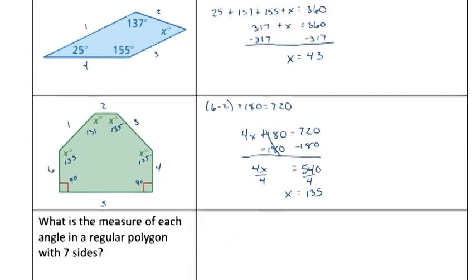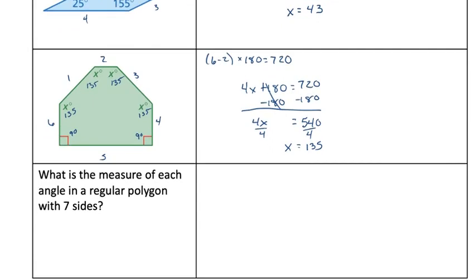But they won't always give you a diagram. Sometimes they'll just give you a description. And it says, what is the measure of each angle in a regular polygon? That word right there is really important, regular. Regular means that all of the angles and all of the sides are the same. And I want 7 sides, which is a heptagon. But I'm going to use the same formula.